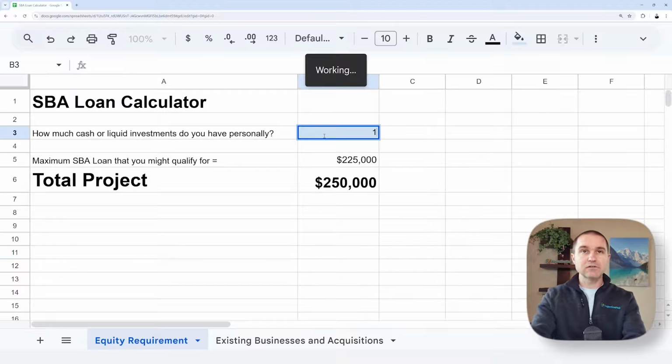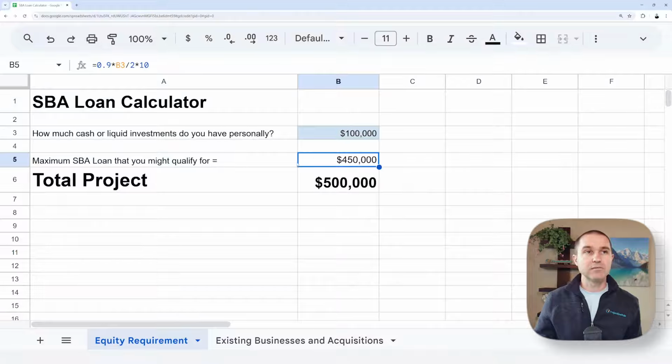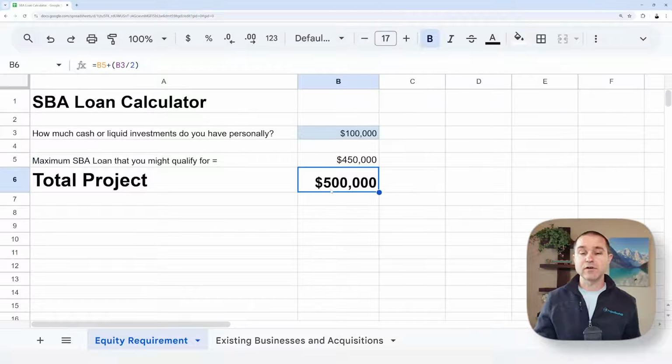So let's say I had $100,000 available in cash or easily liquidated investments. That would help me determine that I could borrow $450,000 in an SBA loan for a total project or total acquisition cost of $500,000. $50,000 of my $100,000 is going to go towards equity in the deal, $50,000 towards my post-closing liquidity, personal savings, right?